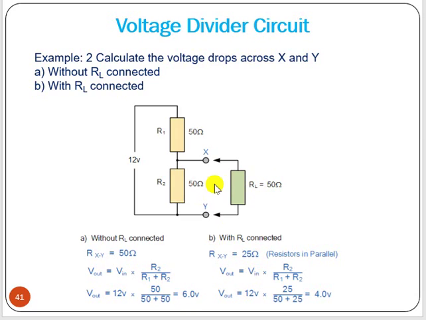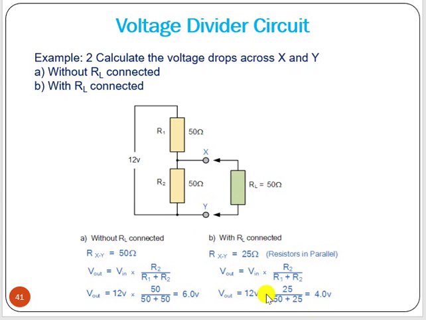Now if this RL is also connected, then what happens? This 50 and 50 will be in parallel. That will become 25. Same resistance, equivalent resistance in parallel means R by 2. So 25. Then what happens? RXY becomes 25. So what does the voltage become?